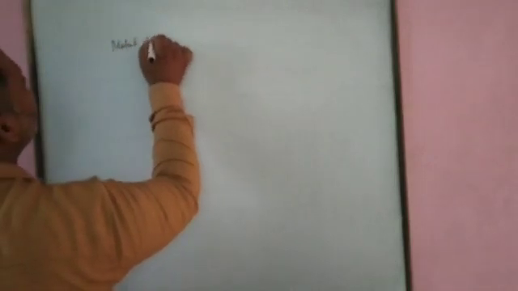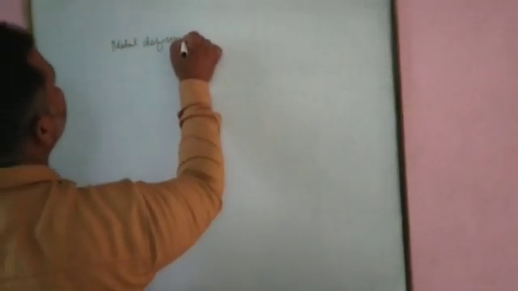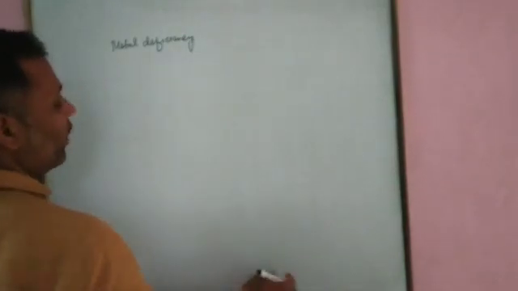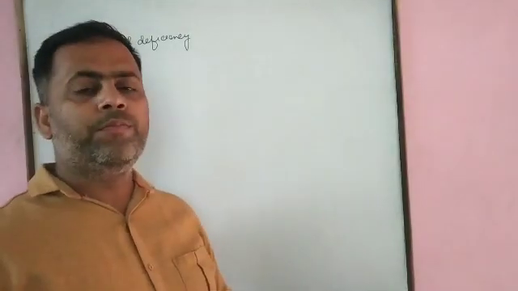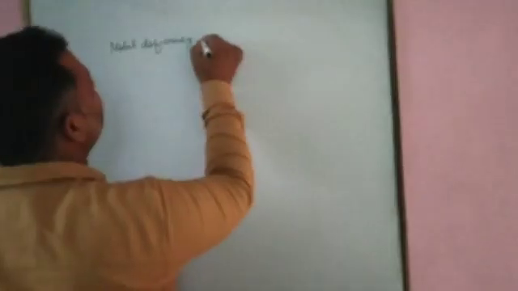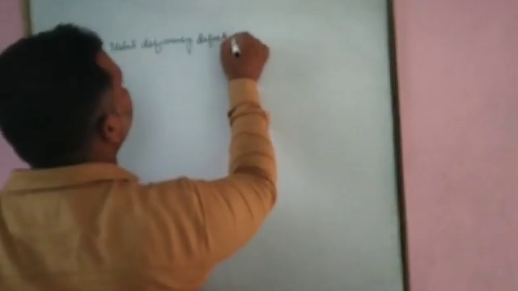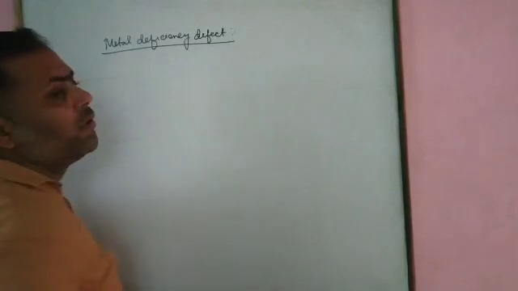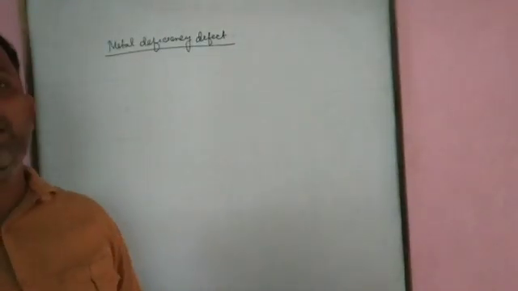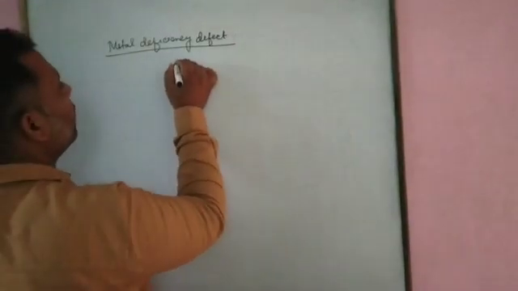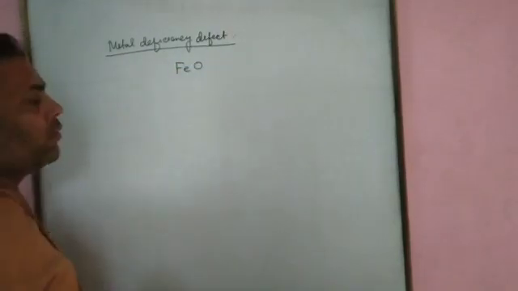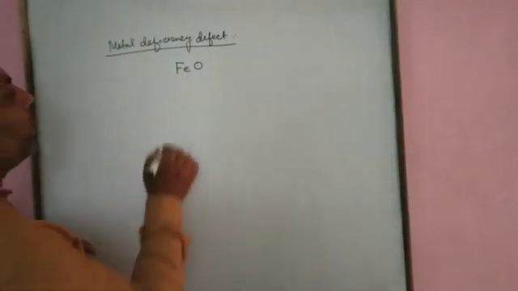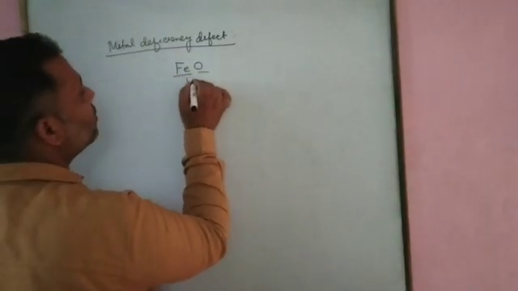Next, we will discuss the metal deficiency defect. If we take an example of preparation of the compound iron oxide, FeO, then in this case the stoichiometric ratio of iron and oxygen is 1:1.